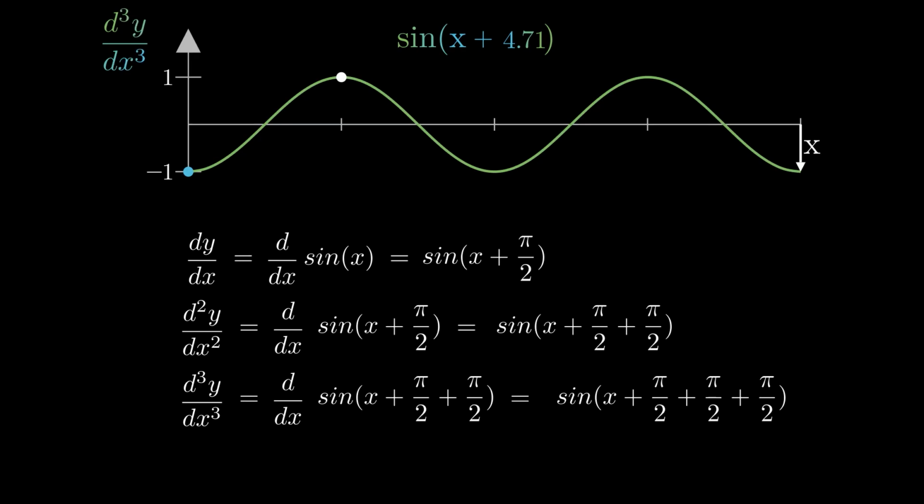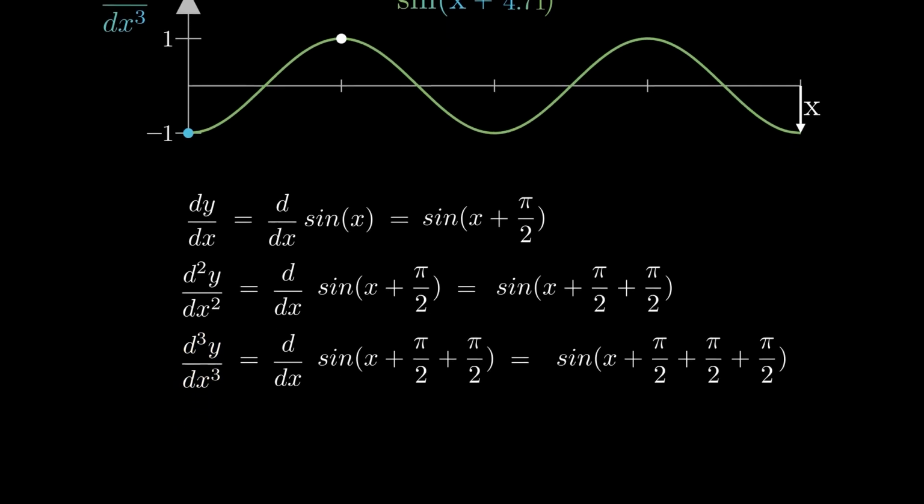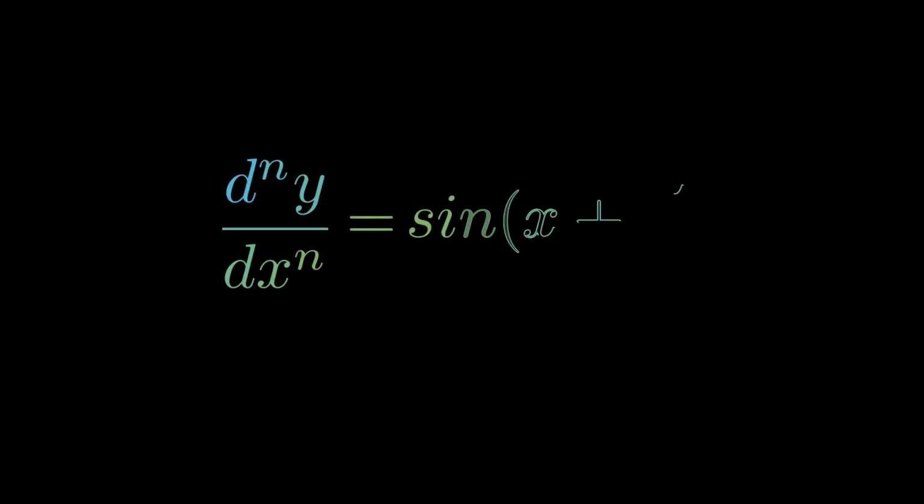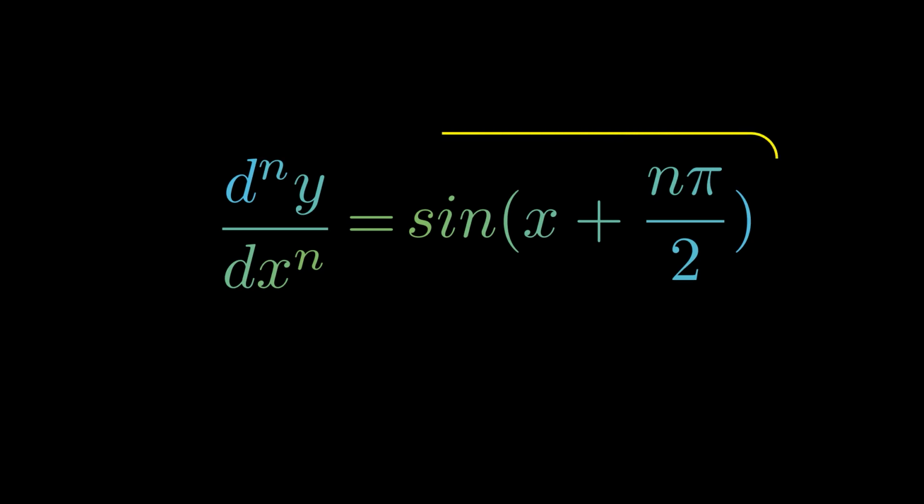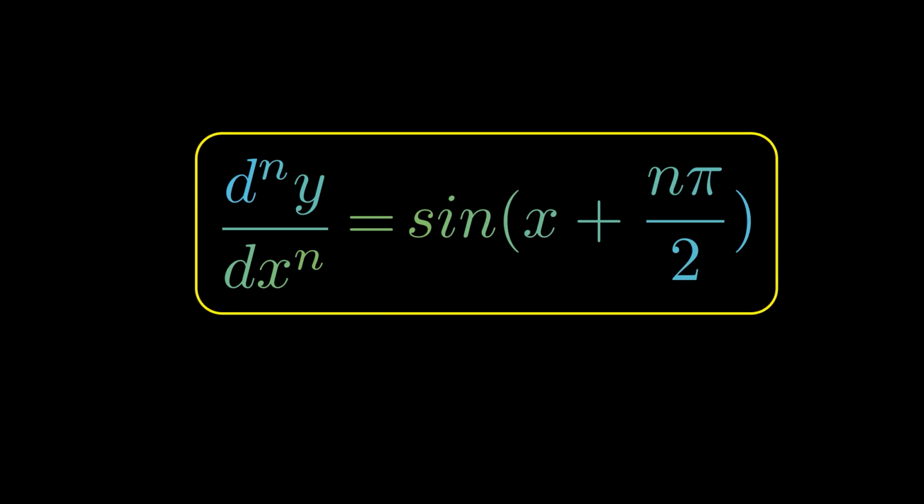So the first derivative of sine x corresponds to shifting the graph to the left by an amount of π by 2. The second derivative corresponds to shifting the original graph to the left by 2 times π by 2. The third derivative corresponds to shifting the original graph to the left by 3 times π by 2, and so on. So the nth derivative of sine x corresponds to shifting the original graph to the left by an amount of n times π by 2. This is the generalized mathematical expression we have been looking for.